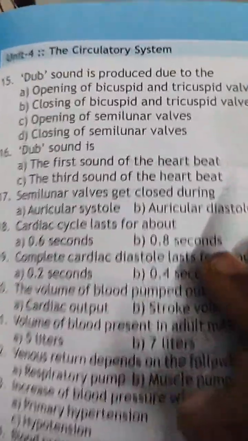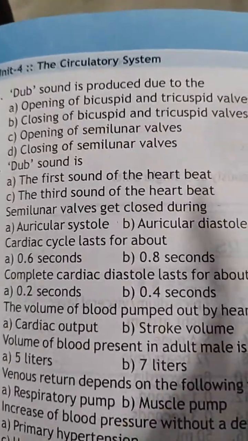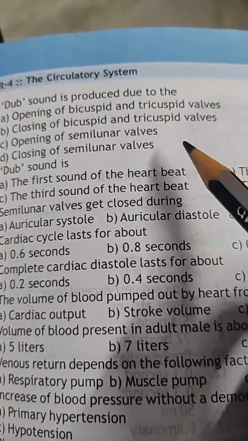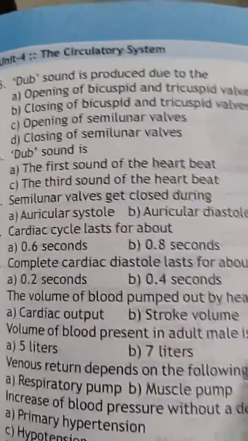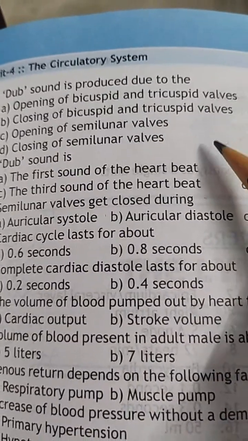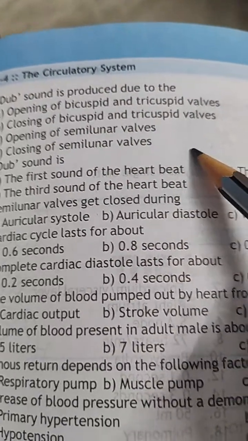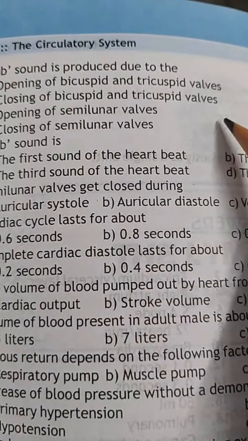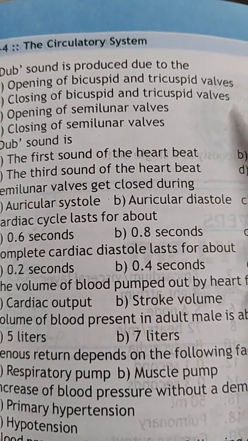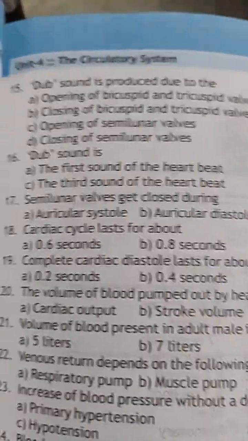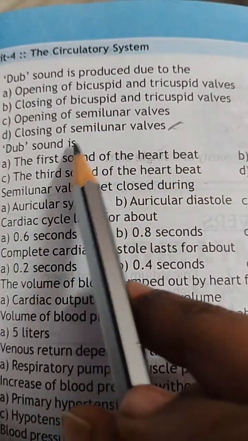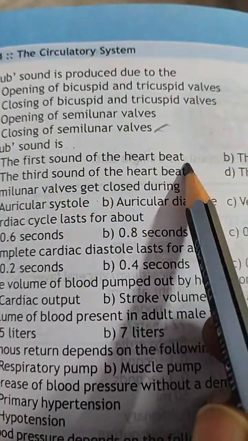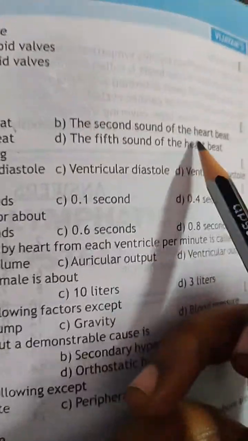Okay, the next question: the dup sound is produced due to opening of bicuspid and tricuspid valve, closing of bicuspid and tricuspid valve, opening of semilunar valve, or closing of semilunar valves. The answer is D.